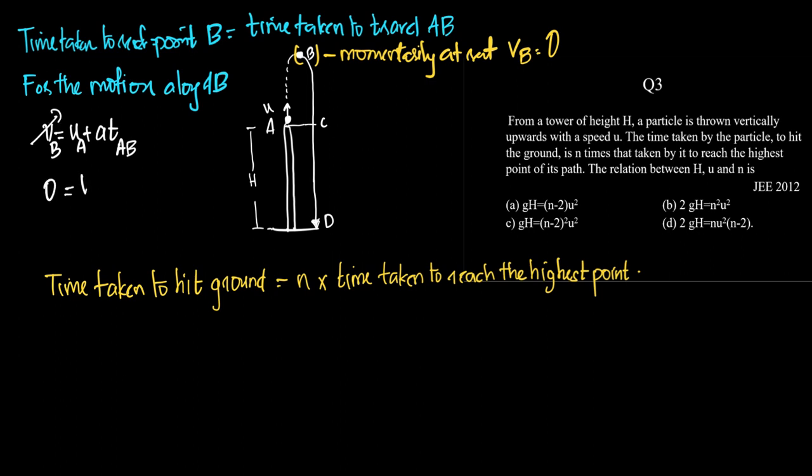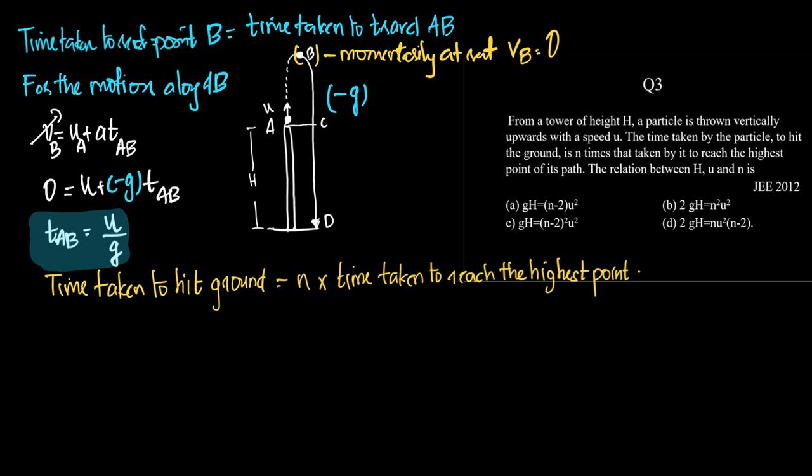Which means in the equation V_B is equal to U_A plus A T_AB, the left side is 0. So we have 0 is equal to U plus, what is A? Since the object is projected upwards, the acceleration due to gravity is taken as minus G, so minus G into T_AB. So T_AB will be equal to U by G. So this is one equation. Which means we can write the LHS of this equation as N into T_AB.